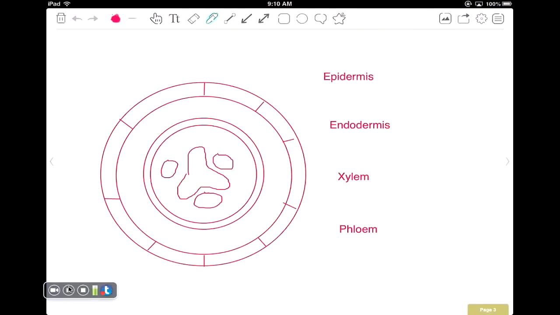So let's begin by simply identifying the epidermis. Again, of course, the epidermis is simply the outermost layer of cells. So there's our epidermis. Notice interior to the epidermis is another fairly well-defined cylinder of cells. Of course, in this image, it's just a ring of cells, but that is the endodermis.